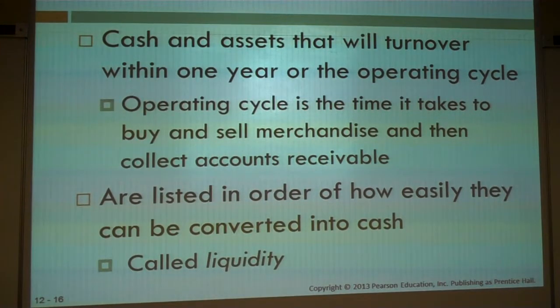The assets are listed by order of liquidity. Which ones can we turn to cash first? Cash is usually our first one. Our second one is usually petty cash, and then our accounts receivable. If we needed to have cash quickly, we could call on some of our customers and collect money from them so that we would have cash. So it's called liquidity. That's how our assets are listed. They're not listed in alphabetical order.